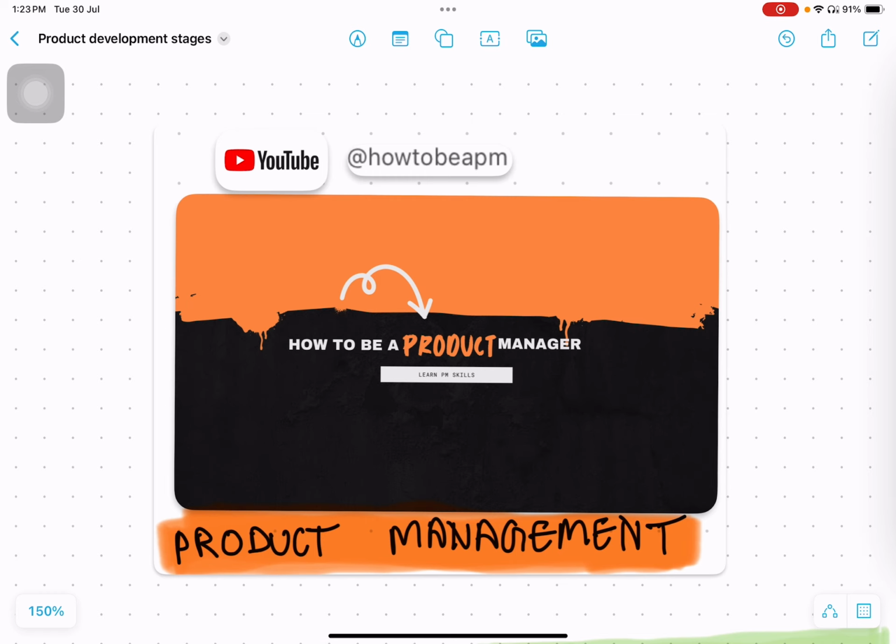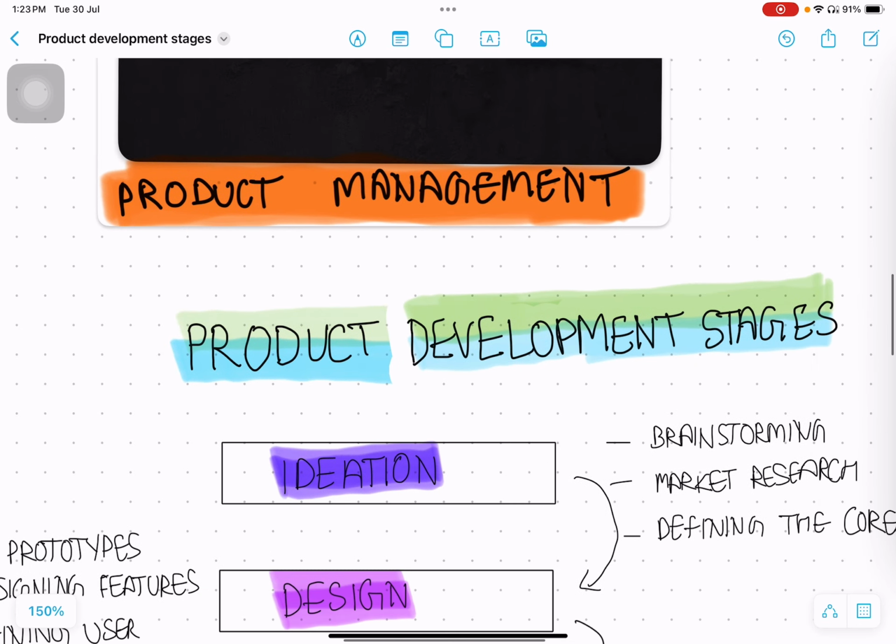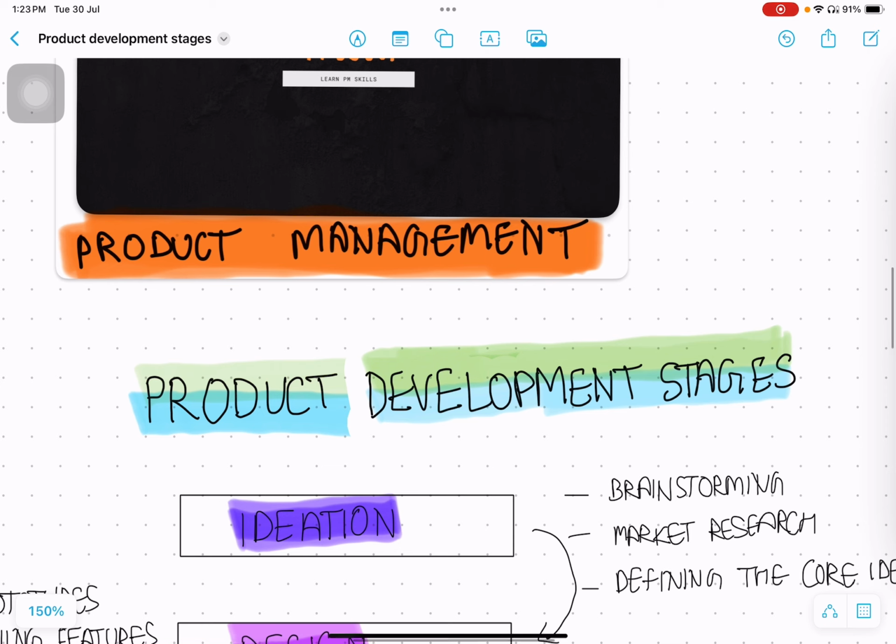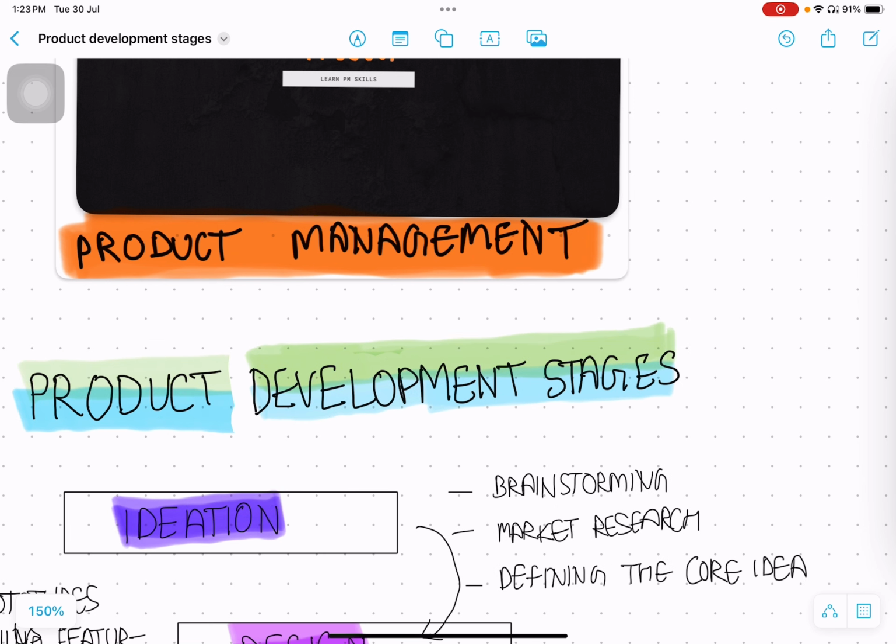Let's jump into the first stage: ideation. This is where the concept for the product begins. It involves brainstorming, market research, defining the core idea.